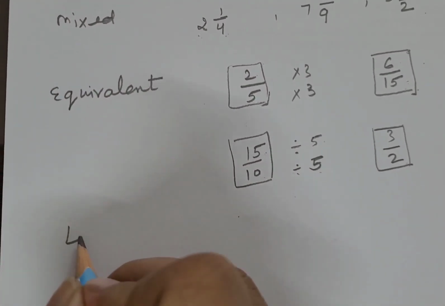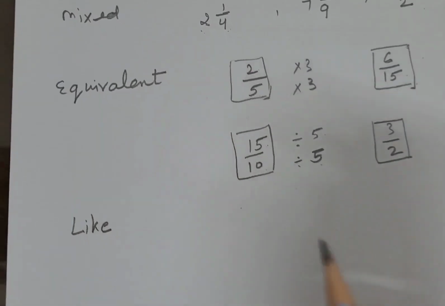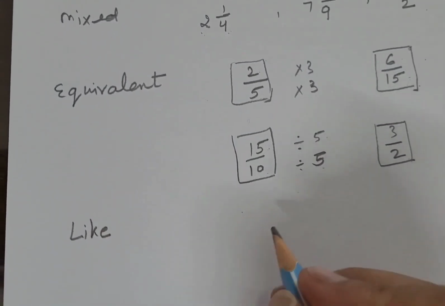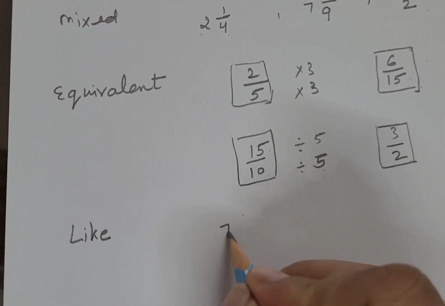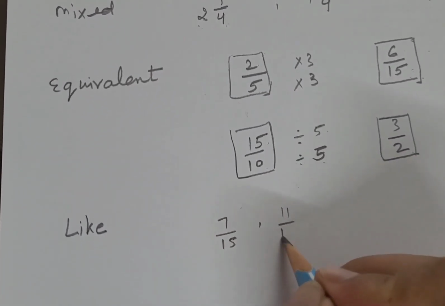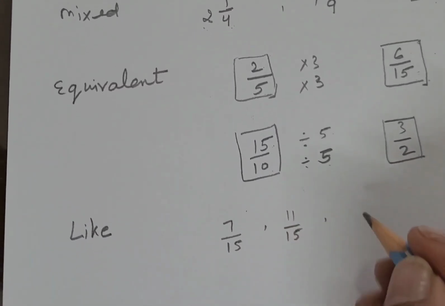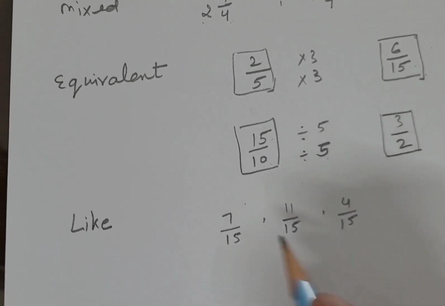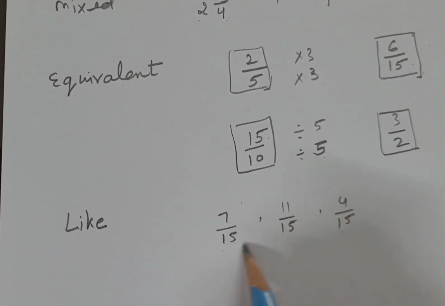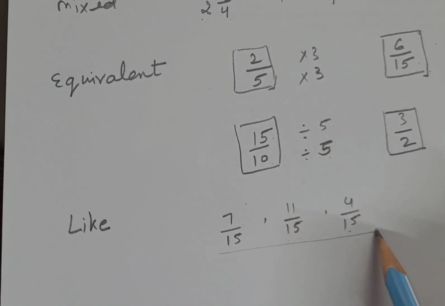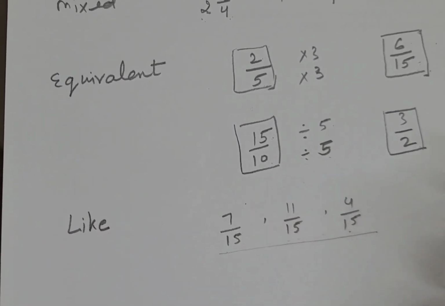Next we have like fractions. Like fractions are those fractions where the denominators are the same. So 7 by 15, 11 by 15, 4 by 15. All these fractions have the same denominator 15. So all these fractions are called like fractions.